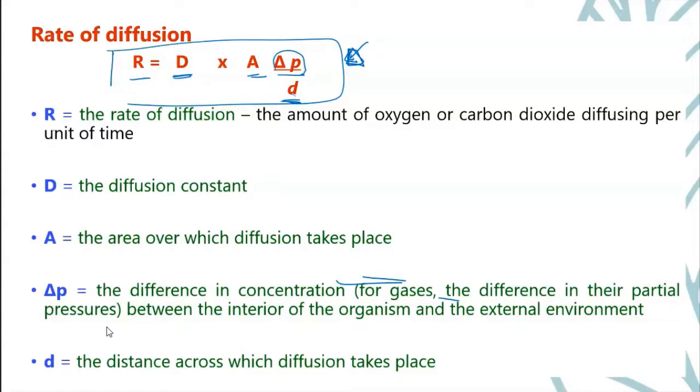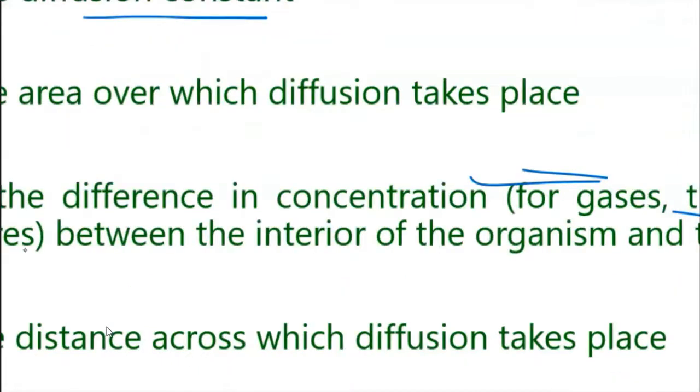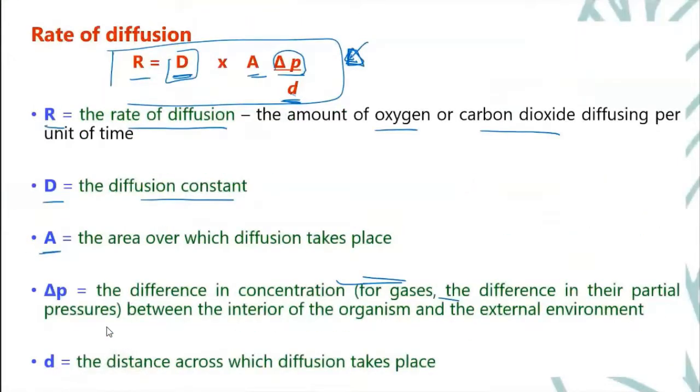Okay, so R is the rate of diffusion, which is the amount of gas, or the amount of oxygen or carbon dioxide, diffusing per unit of time. D is the diffusion constant. So ini kita boleh ignore. Ini kita tak kacau. Yang kita akan tengok adalah the A, the area over which the diffusion takes place. So obviously to increase rate of diffusion, the area has to increase. So that's why kita ada banyak alveolus. Alveolus pun it is highly folded. Okay, so this increases the area for diffusion to occur. So rate of diffusion also increases.